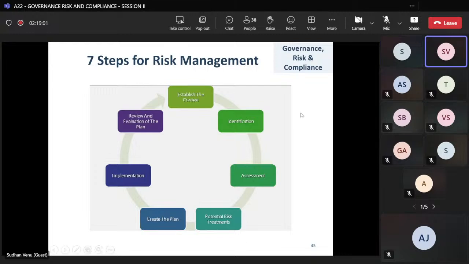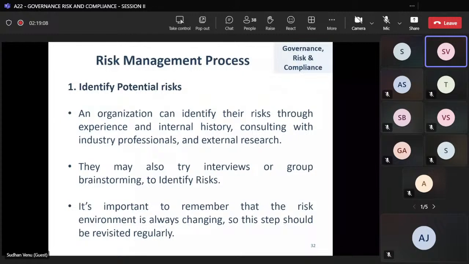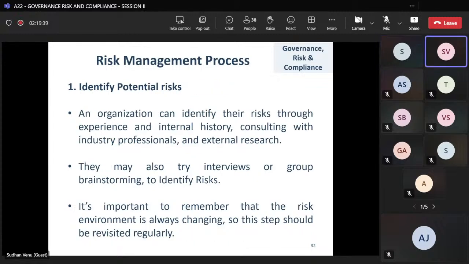So the 7 steps of risk management and the risk management process are similar, but the way of examining is different. The first level is identifying the potential risk, which is what we mentioned as establishing the context, and measuring the frequency and severity. For the frequency and severity, they identify the factors, what will happen, what the severity is, and how many times it happened. So it's all a similar thing, but the process is different and the steps are different. The risk management process is how the risk management will be processed, and the steps are to identify the risk. That is the difference here.